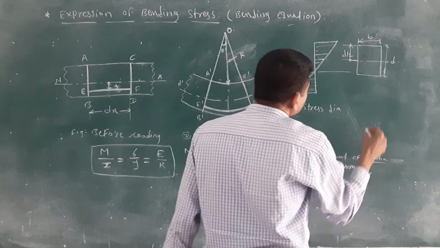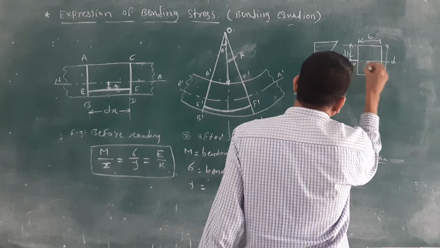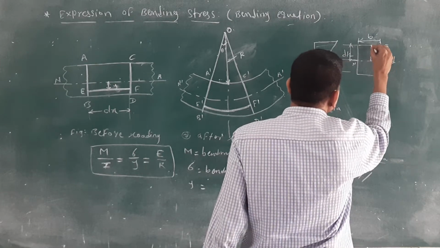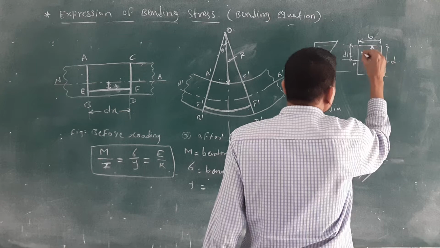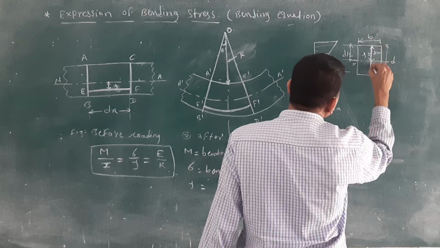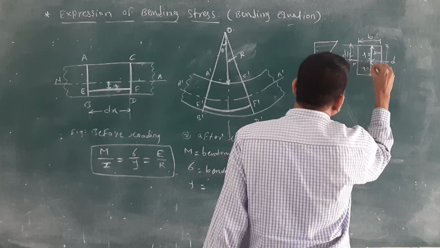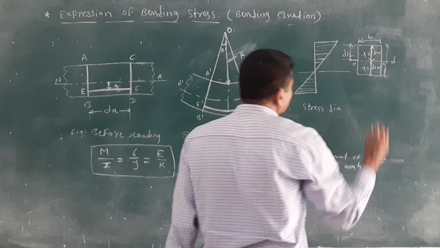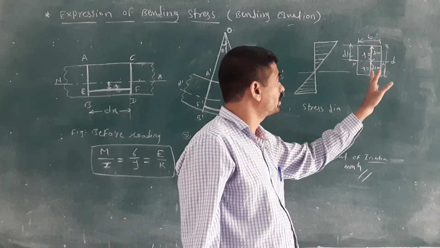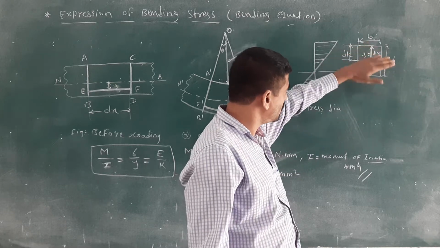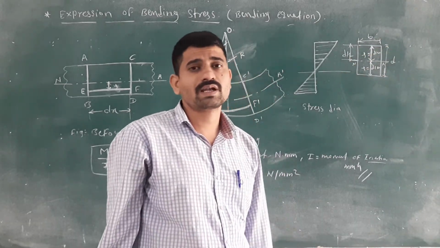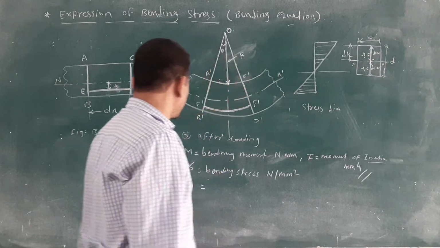Where is the outermost layer from the neutral axis? This is the neutral axis, right? This is the outermost value of the Y. Y is equal to again D by 2. At the bottom or at the top, you will get the same value because of the symmetric, rectangular body. We have taken the symmetric section, which means you will get the same image above the neutral axis and below the neutral axis.